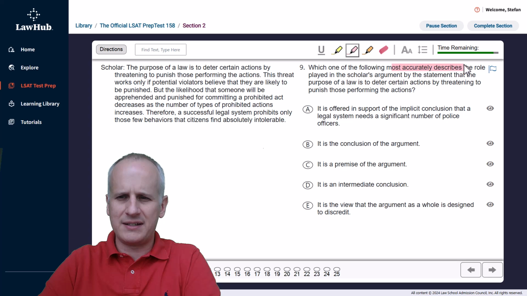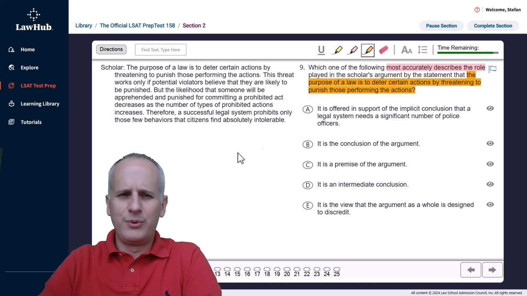So we're being asked to describe a role, so we know we're going to have to change our highlight color to highlight whatever the information is that we're trying to determine the role of. So which one of the following most accurately describes the role played in the scholar's argument by the statement that the purpose of a law is to deter certain actions by threatening to punish those performing the actions? So we are going to read the paragraph and we're going to highlight in orange that same phrasing because that's what we need to determine the role of.